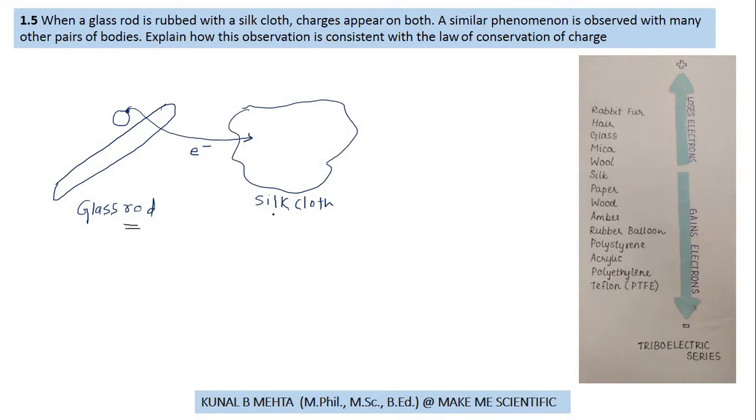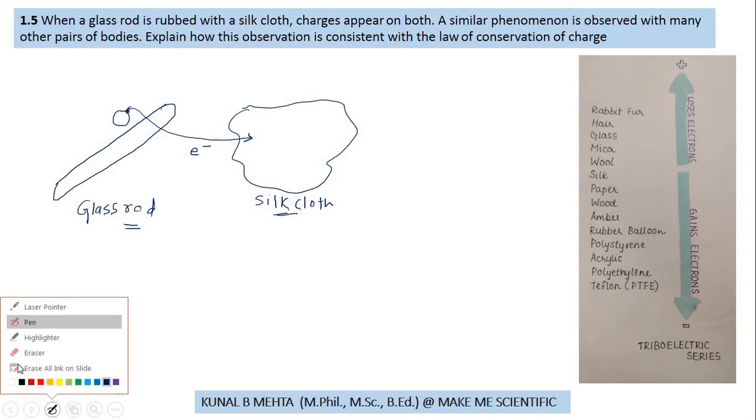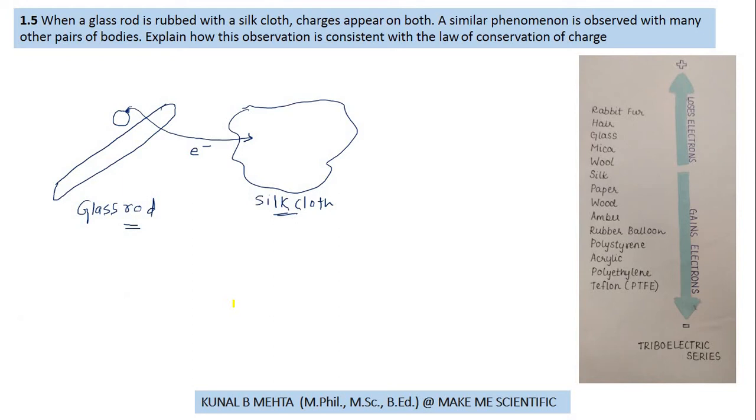Now how do we know this? For that we have to understand what the triboelectric series is. In the triboelectric series you are given many things, like rabbit fur, glass, silk, and many others. But what does this series say? It says that the material which is on the top, here the glass rod is comparatively up than the silk, has a tendency to become positive, and the material which is at the bottom has a tendency to become negative.